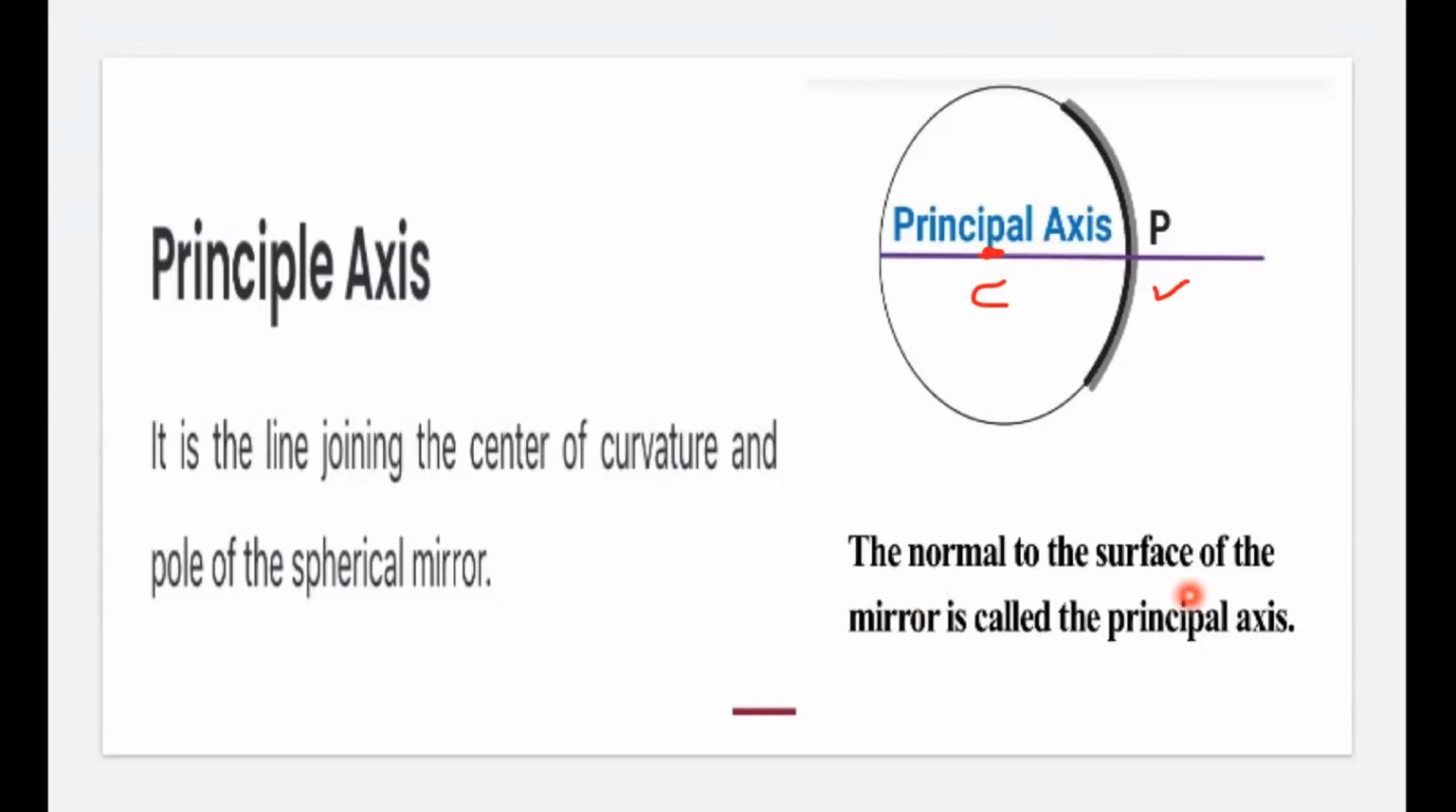The normal to the surface of the mirror is called the principal axis. What is normal? Normal is the line that makes a 90 degree angle with respect to a particular line. So here also you can say the normal made by the principal axis with the mirror is 90 degrees.